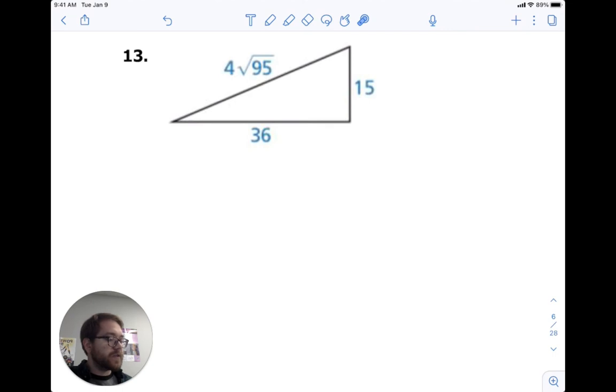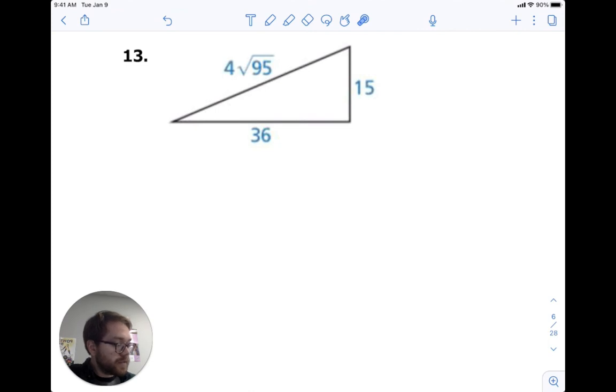Okay? And so I first determine which are the shorter sides, which are the longer sides. It might be hard to tell if that's the longer side, but it is. If you put into your calculator the square root of 95 and then times it by 4, you would see that that's longer than 15 and 36. And also from the general structure of this triangle, you can tell that this is the longer side.